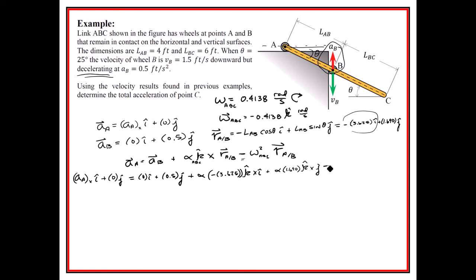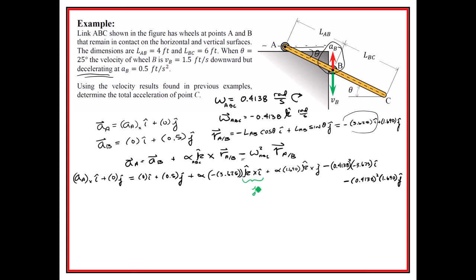So I go minus my omega squared, and I know omega is 0.4138 squared times my negative 3.625 I, right? I'm not going to be able to fit everything in there, unfortunately. And then minus 0.4138 squared times 1.690 J.